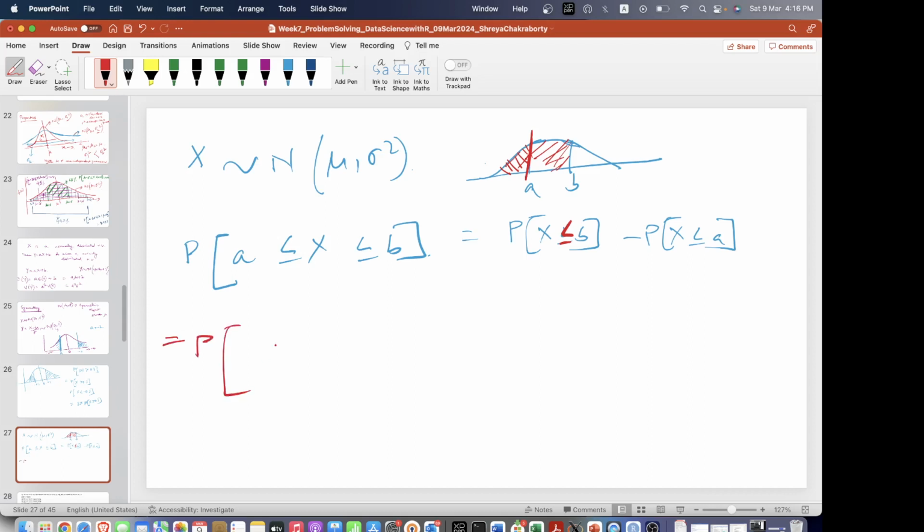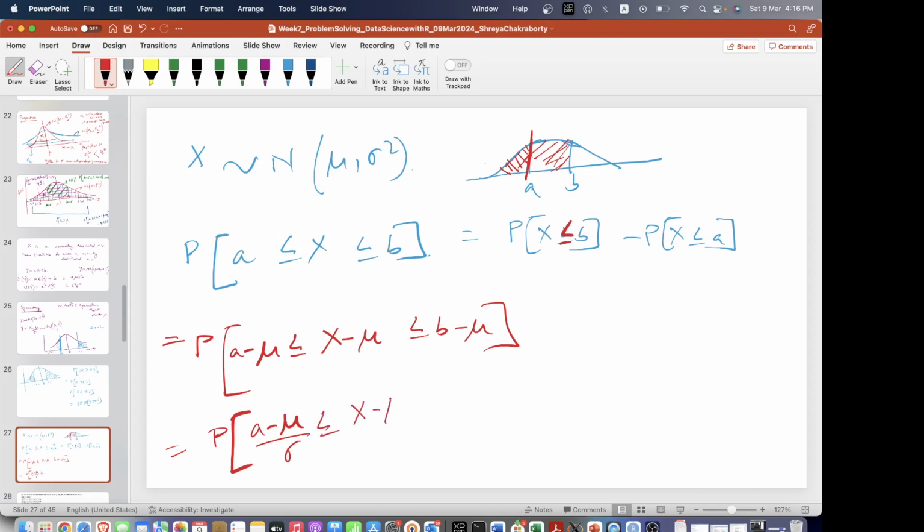So this you can write as probability. You can transform it into x minus mu. So this would be a minus mu less than equal to b minus mu. This you can write as probability a minus mu by sigma less than equal to x minus mu by sigma less than equal to b minus mu by sigma. Okay. So the signs won't change because sigma is always a positive quantity.